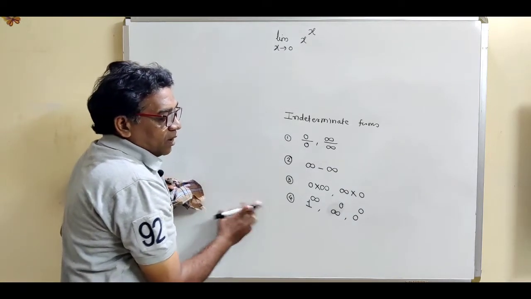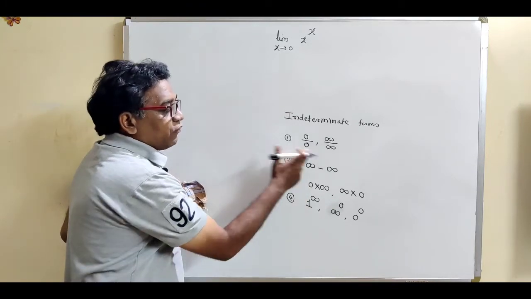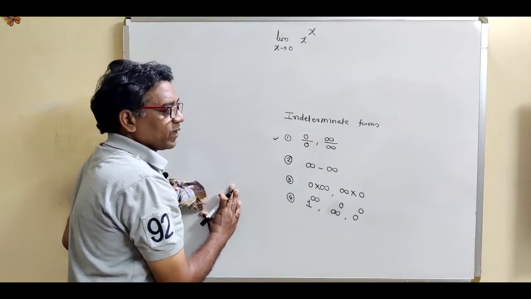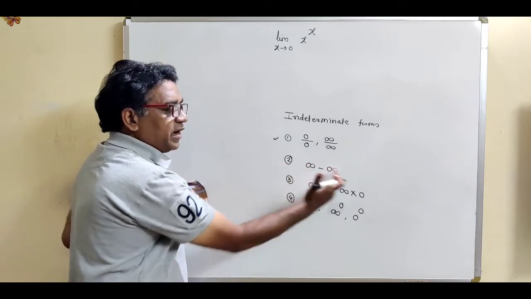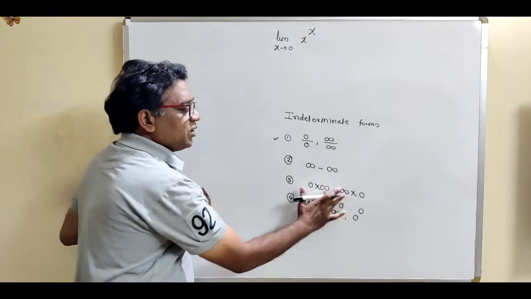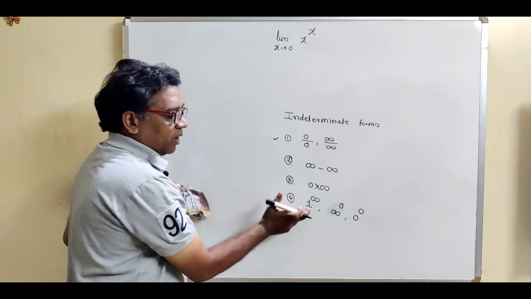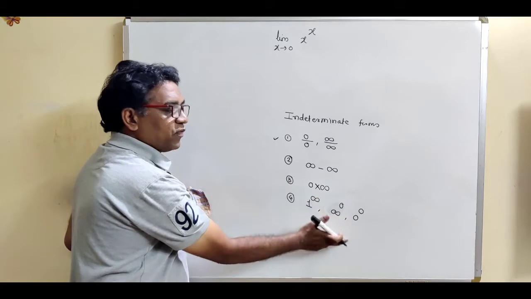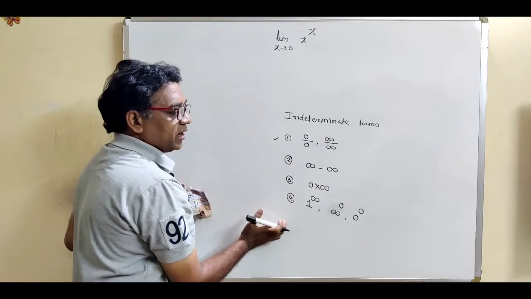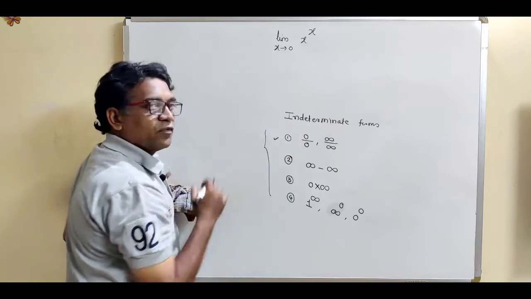Now see, these are the 7 types of indeterminate form. First form, it is the division form 0 by 0, infinity upon infinity. Second form, it is the infinity minus infinity form. Third form, it is the product form 0 into infinity or infinity into 0. And this is the fourth type of indeterminate form. It is a function raised to another function. 0 raised to 0, infinity raised to 0 or 1 raised to infinity. So 3 plus 4 plus these 3, there are 7 types of indeterminate form.